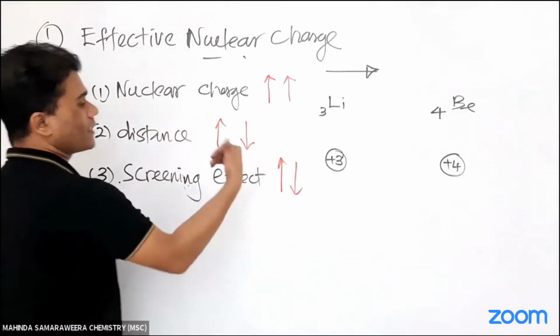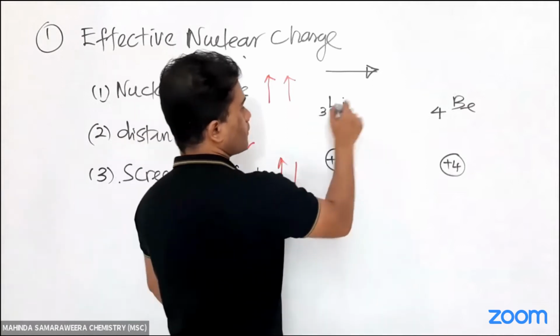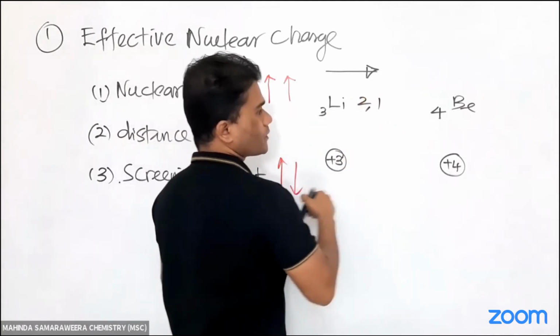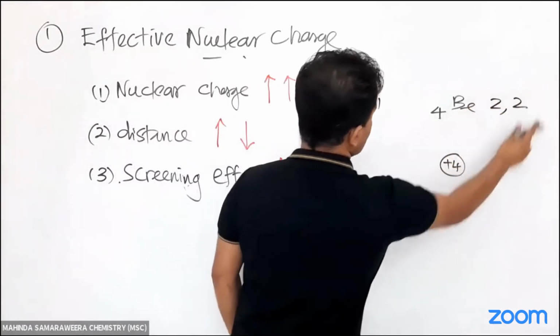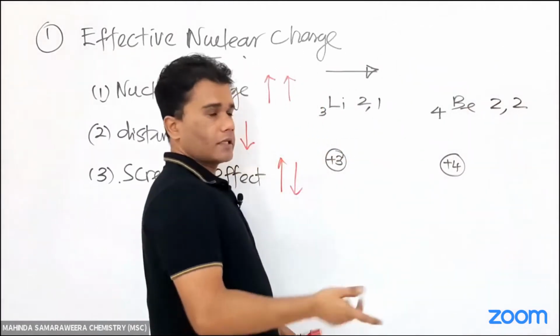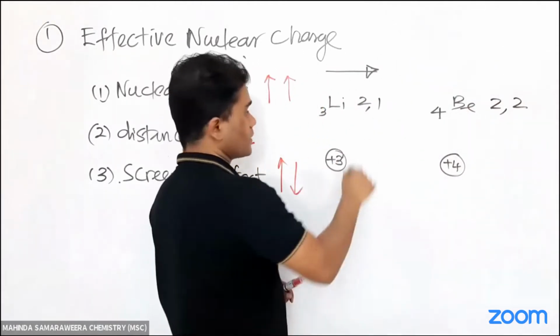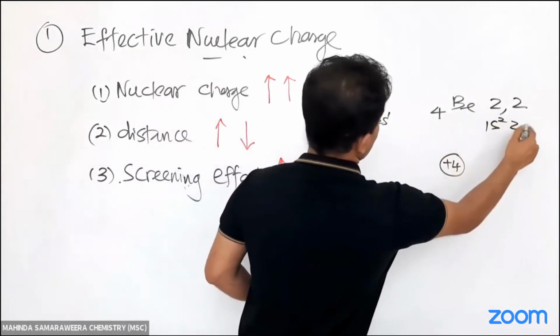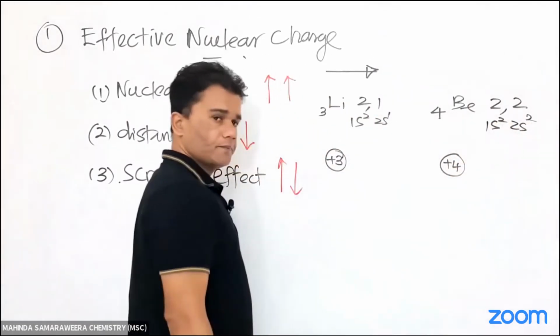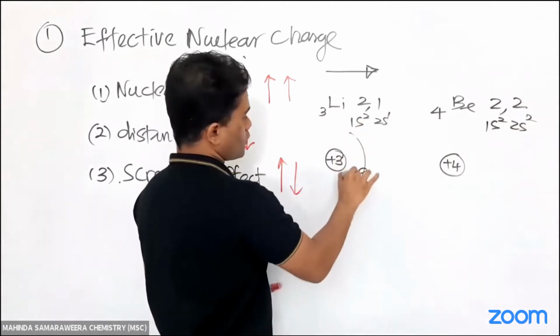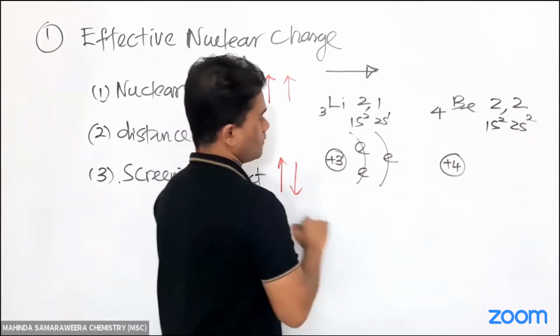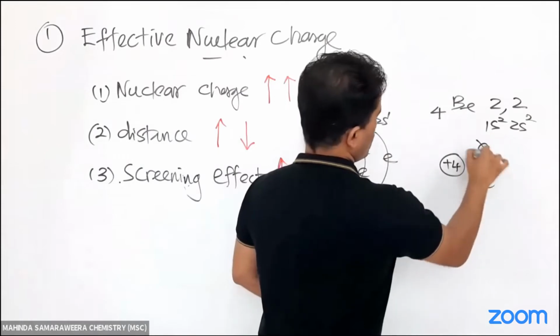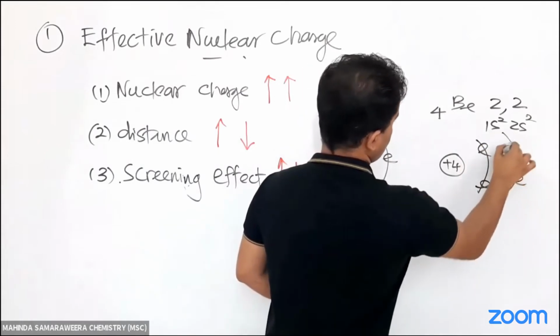Then what about the screening effect? Lithium 3 means it's 2 and 1. Here beryllium is 2 and 2. That is according to O-level knowledge. A-level: 1s2, 2s1. This is 1s2, 2s2. Inner electrons 2 here, outer electron 1. Here inner electrons 2, outer electrons 2.